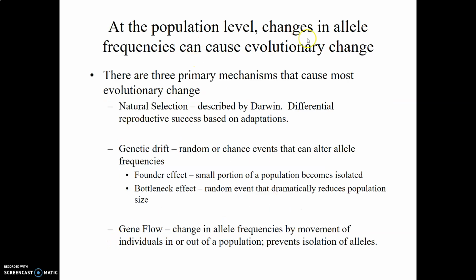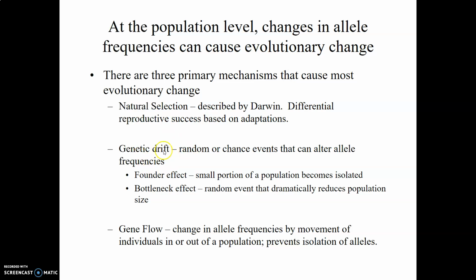Now, at the population level, changes in allele frequencies can cause evolutionary change. And so we know that natural selection, as described by Darwin, is one of the most important types of mechanisms that can cause evolutionary change. Remember that in a nutshell, this is differential reproductive success based upon adaptations to a particular environment. But sometimes there are just some random or chance events that can alter these allele frequencies. This is sometimes called genetic drift.